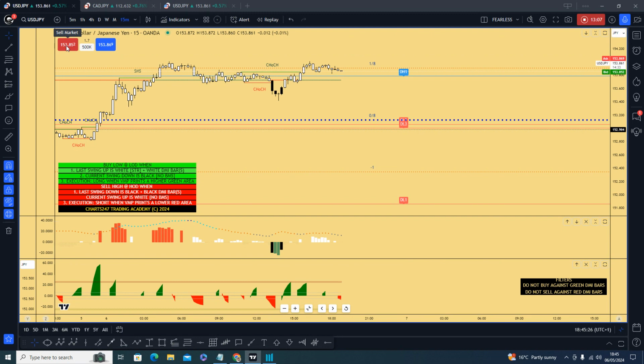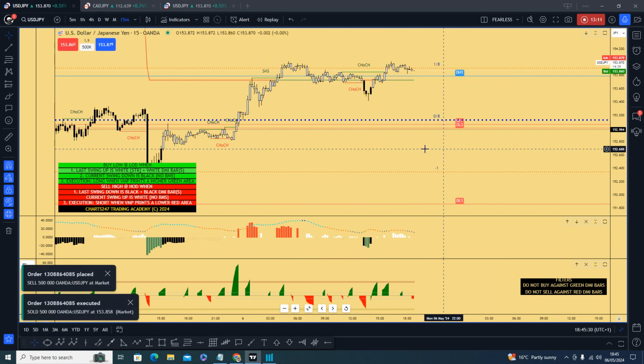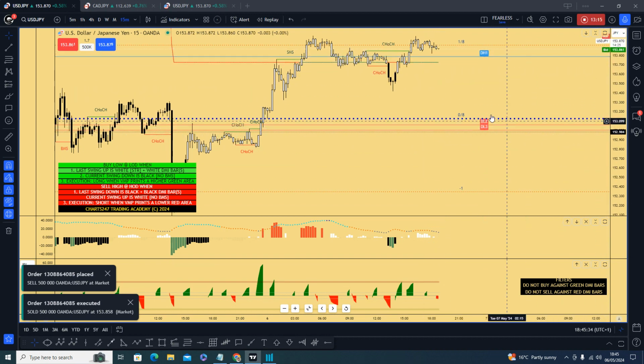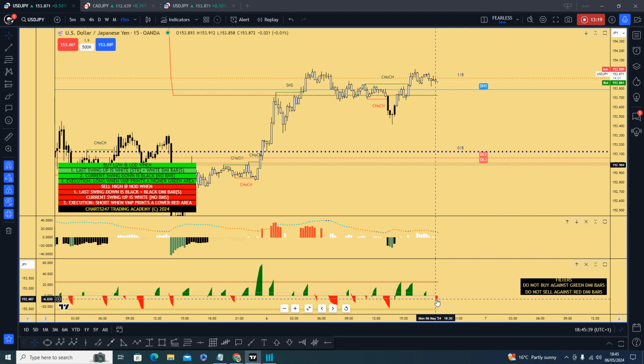Now we can take the trade. That's the sell. Now we sold. Okay, look at this candle here. At the close of that candle, the VMP closed red. So the setup, I think we were on this bar when I started recording, and that's 1, 2, 3, 4, 5.